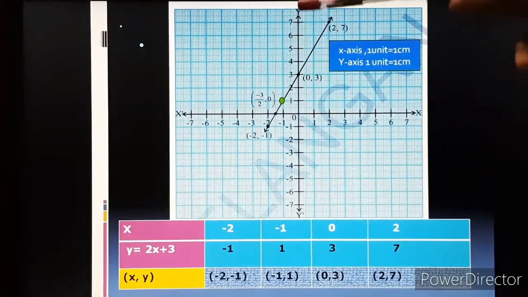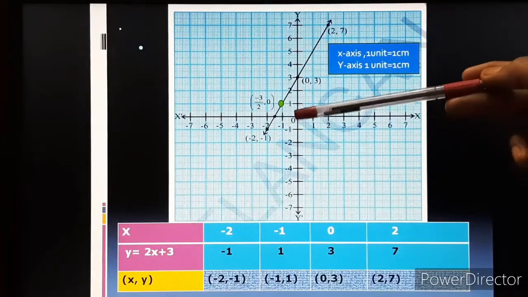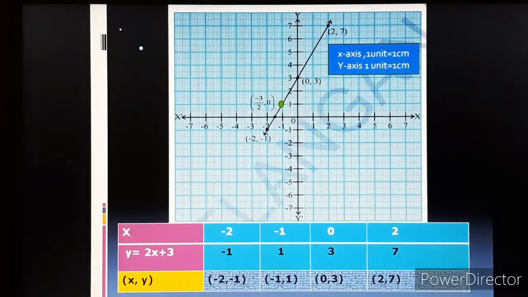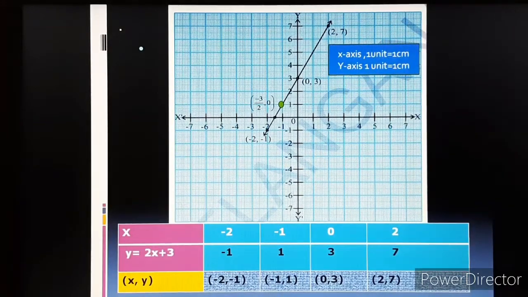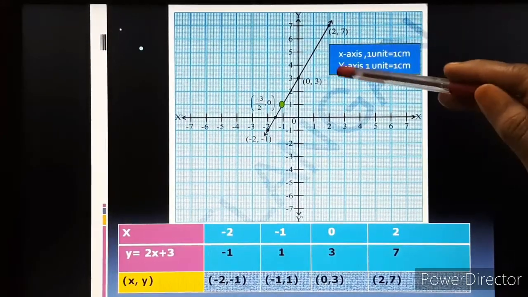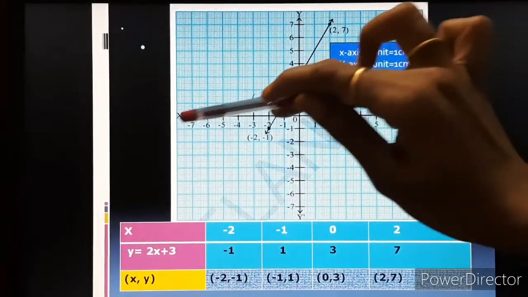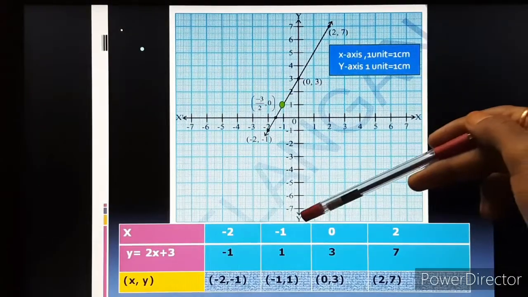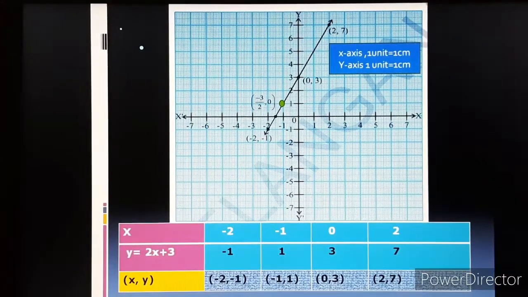The y axis, this is the y axis. For the y axis also, for 1 unit we have taken 1 centimeter. So this is a must. In any graph you have to write the scale, otherwise your marks will be cut. So this is x, x dash, y, y dash. The scale you must write.